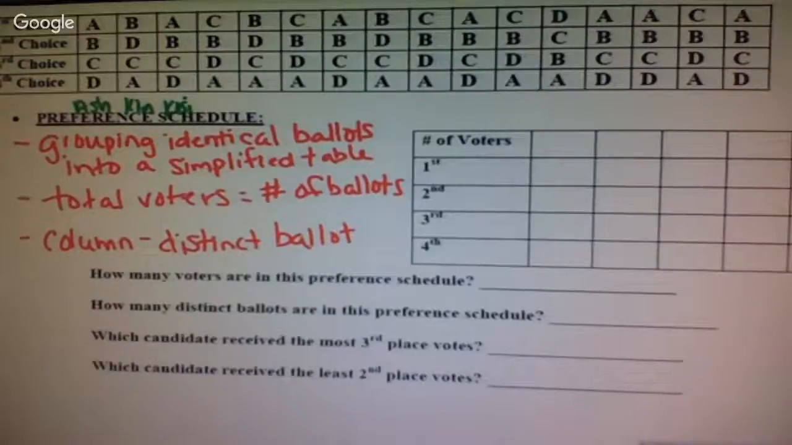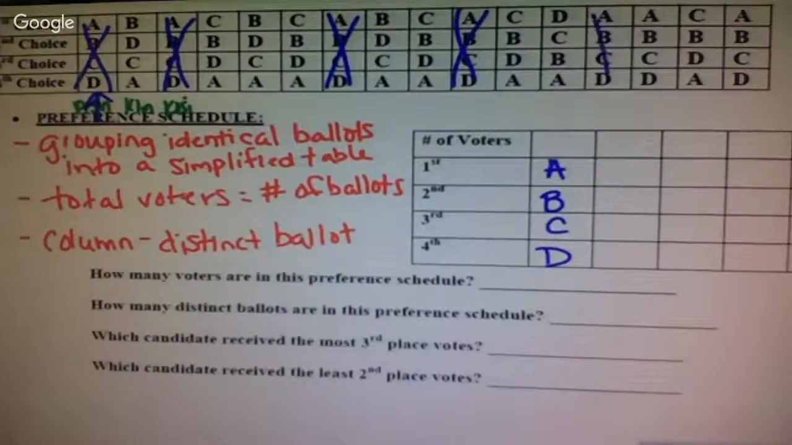So if you take a look at the first preference ballot, we put A first, B second, C third, and D fourth. How many people voted that same exact way? So there was one of them. The third one. Okay, there's 2. We've got 3, 4, 5, 6, and 7. So above that column, you're going to put 7.